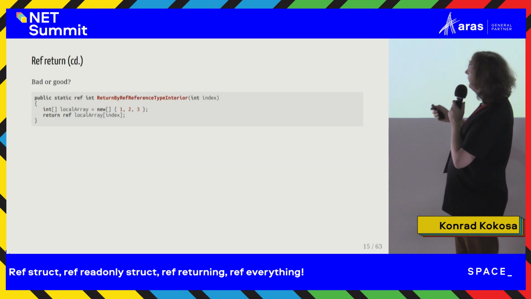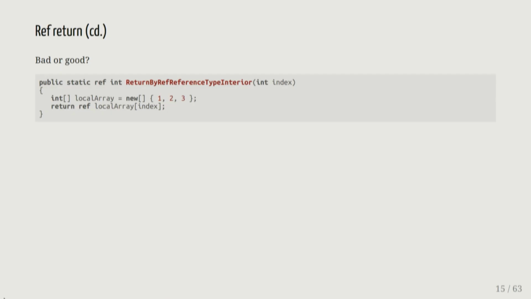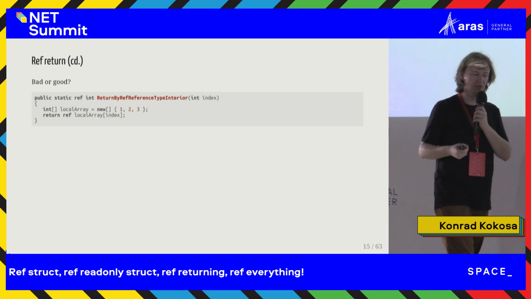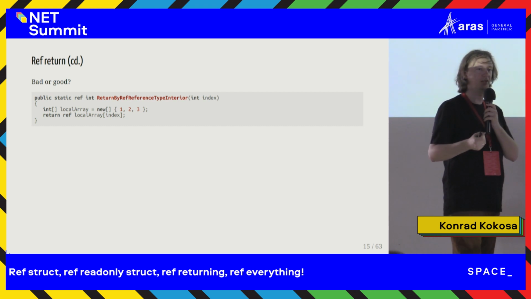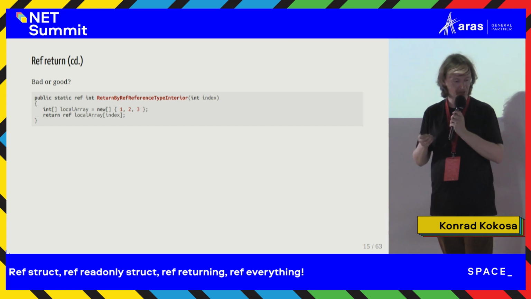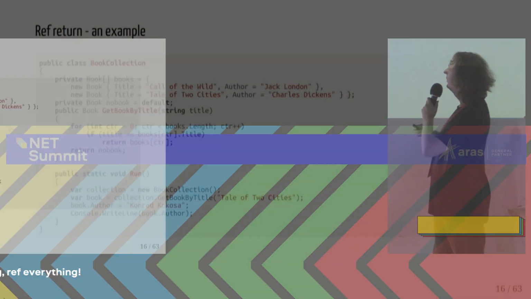And this is, in fact, called an interior pointer, because we are just pointing into the interior of that object. So this interior pointer has to be interpreted by the GC somehow to not clean the array, which is represented by such an interior pointer. Okay, so let's look at a few examples about ref returning.